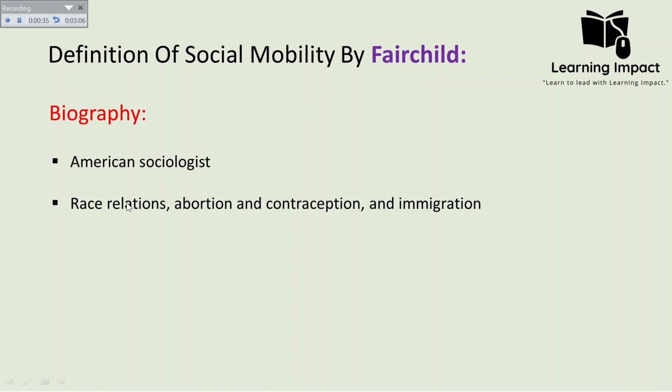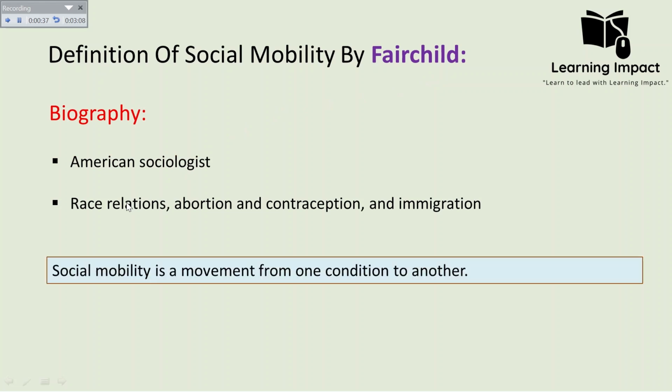He has also given a definition of social mobility, which is that social mobility is a movement from one condition to another. Now, when we look into this definition, Fairchild refers to a movement from one condition to another. He hasn't specified what is meant by condition, because condition is something contextual. It depends on the context of a society.